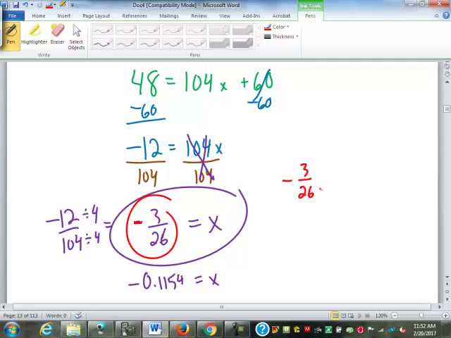Negative 3/26, of course, is negative. Negative 3 over 26 is the same value. It's still a negative divided by a positive, which is a negative. And I could even do 3 over negative 26.